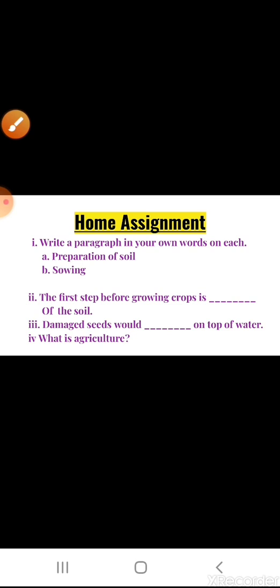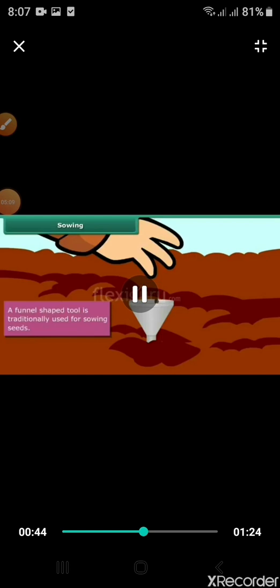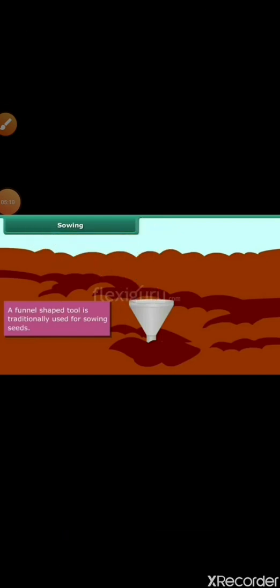I hope you are able to distinguish between these two tools, the traditional tool and the seed drill method. Children, now I'm going to show you one video. With the help of that video, you will understand how the farmer uses the traditional tool and how the seed drill overcomes the disadvantages of the traditional tool. Let's see that video.